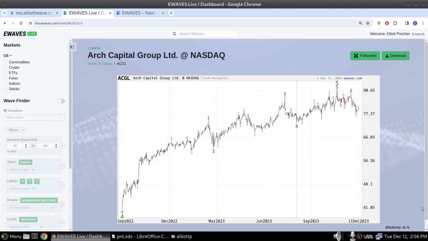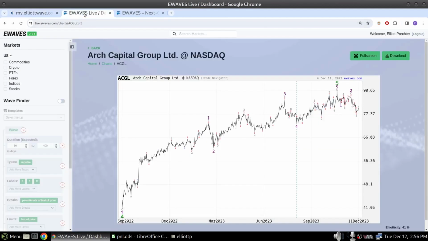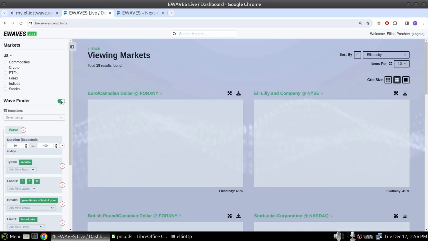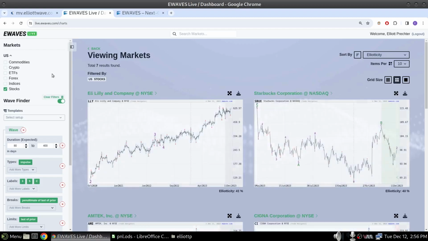Now, as you can imagine, there's hundreds and hundreds of stocks out there. So if you want to find a stock that has an ending diagonal setup like this, how do you do it? Okay, well, that's where the Wavefinder comes in, and I'll show you exactly how I found this setup using eWaves Live, and then how I was able to recommend that for EWI's flash service. So let's go to the Wavefinder, let's turn it on, and let's narrow down our markets to just US stocks.